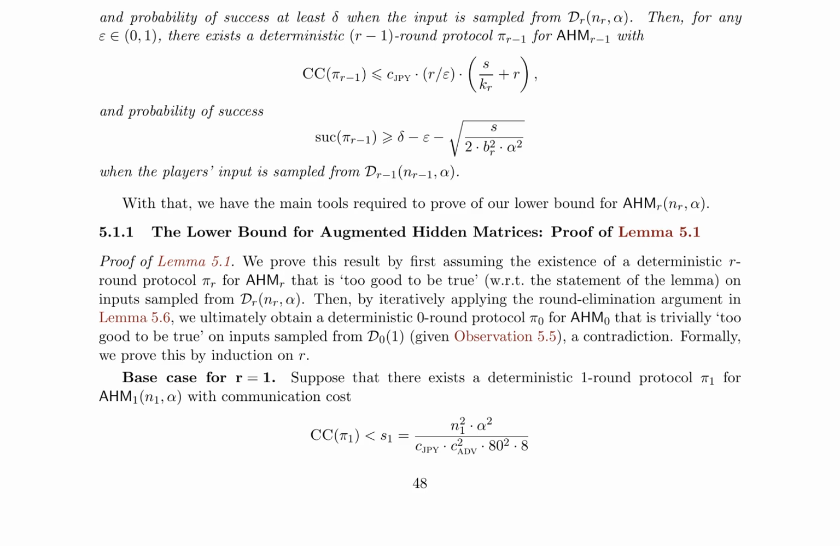The recursive definition of the hard distribution D_R, N_R, alpha, and the round elimination argument in lemma 5.6 are critical components in establishing the lower bound for AHM_R, N_R, alpha. The authors' inductive proof technique provides a rigorous framework for analyzing the communication cost required to solve AHM_R, N_R, alpha, with a high probability of success.